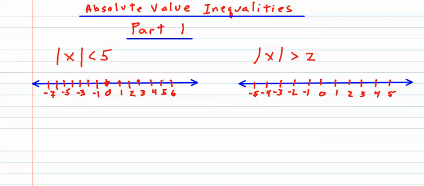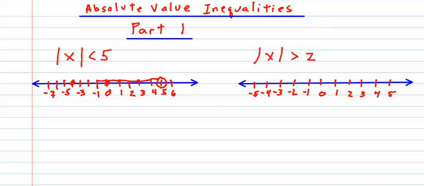How about 5? Absolute value of 5 is 5. It's not less than 5. So my graph would be everything to the left of 5. Now let's look at the other side of our number line. Absolute value of negative 3 is 3. That's less than 5. Absolute value of negative 4, right here, that's 4, less than 5. Absolute value of negative 4.9 is 4.9. That's less than 5.